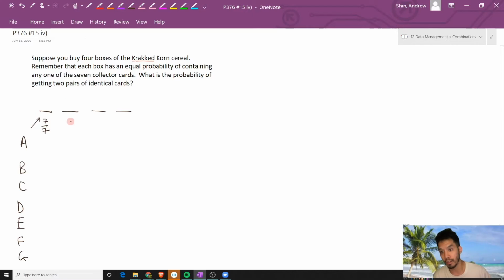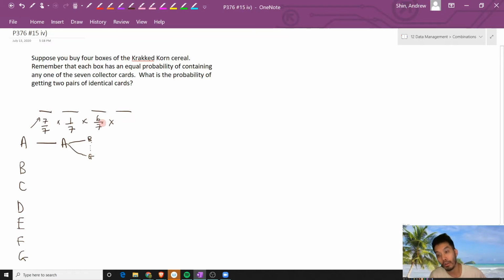And then to get an identical card, we have to multiply by 1 over 7, right? It's going to have to be the same one. Then we have how many choices, because we need a second pair. It's going to be 6 out of 7 choices we can choose from: B, C, D, E, F, G. So in our tree diagram, that's going to go to B, dot dot dot, all the way to G, right?